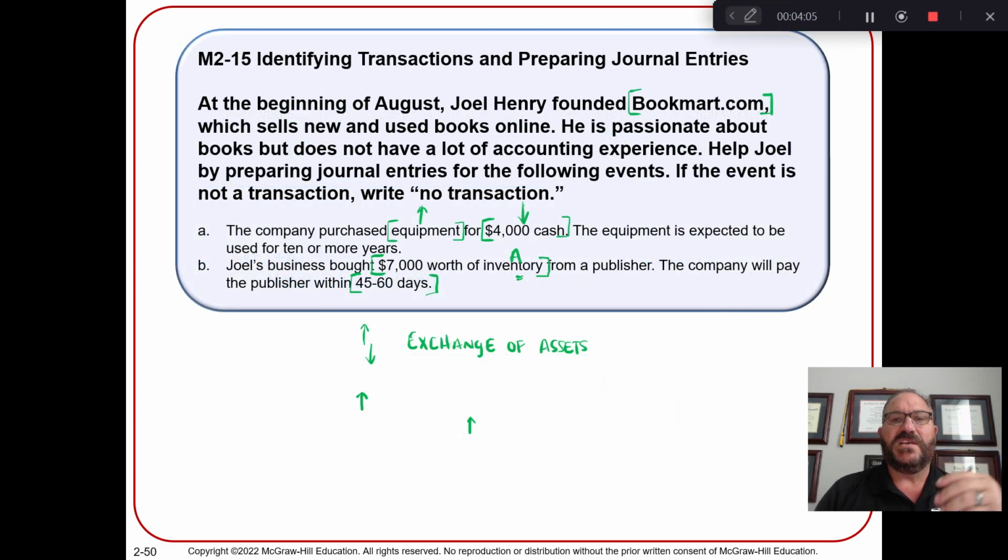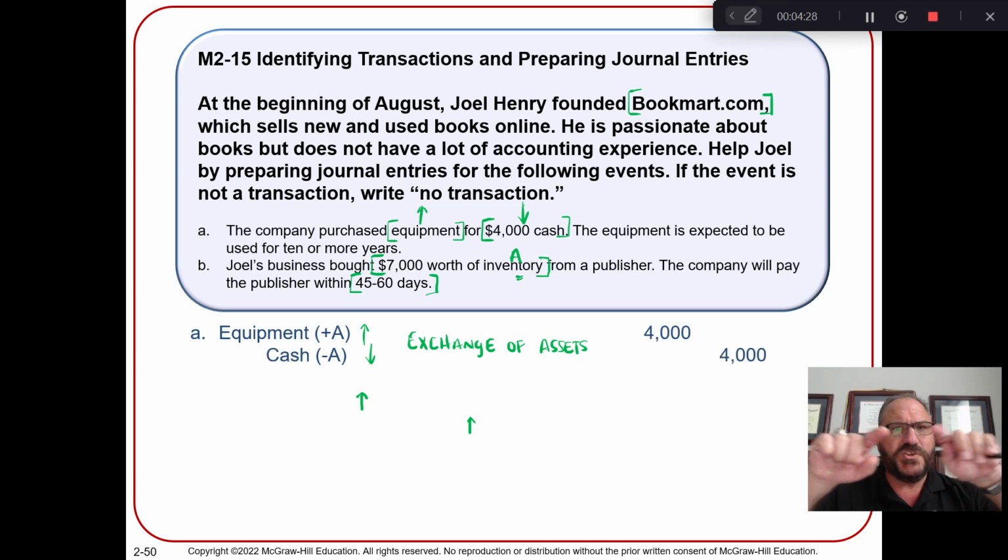All right, some more transactions here, and they want us to do journal entries. They buy and sell books online. First it says the company purchased equipment for $4,000 in cash. So again, they got equipment, an asset, and they gave up cash, also an asset. So they have an exchange of assets, $4,000, $4,000. By the way, the total amount of assets stays the same. It's just going to have a different composition now. Less cash, but they're going to have equipment.